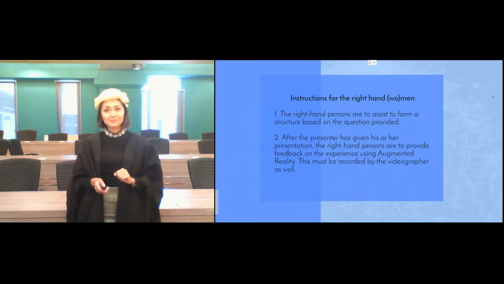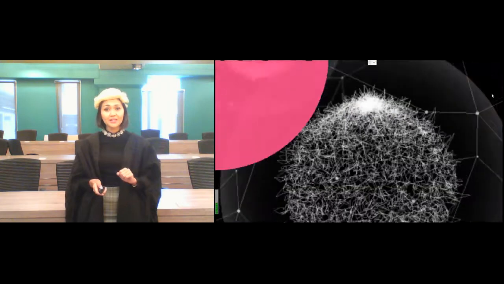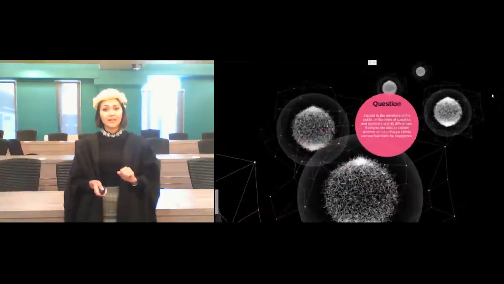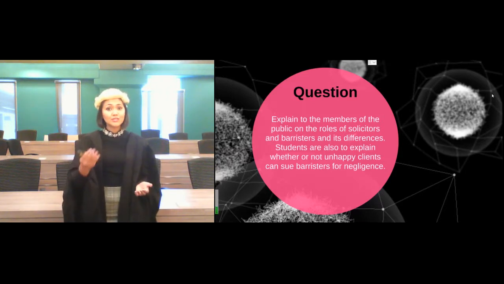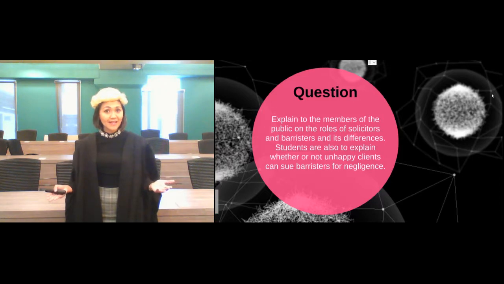Today's question would involve explaining to the members of the public the roles of solicitors and barristers and their differences. Students are also to explain whether or not unhappy clients can sue barristers for negligence.